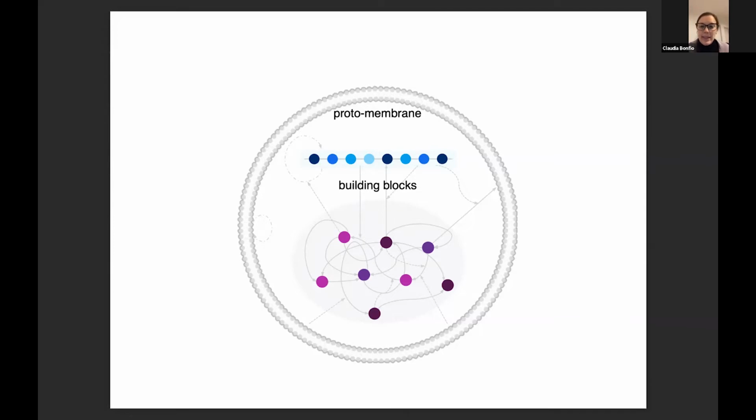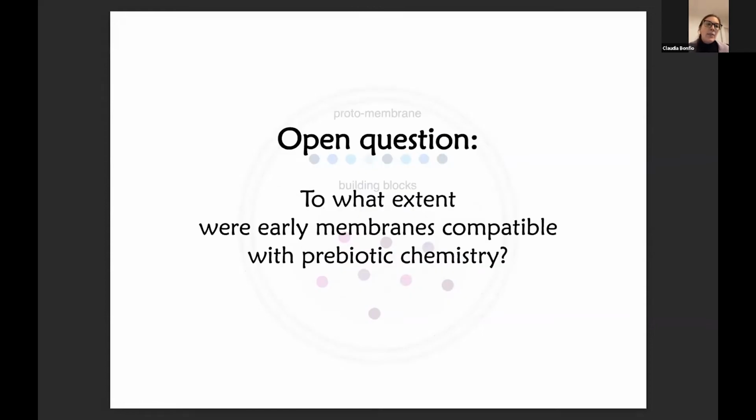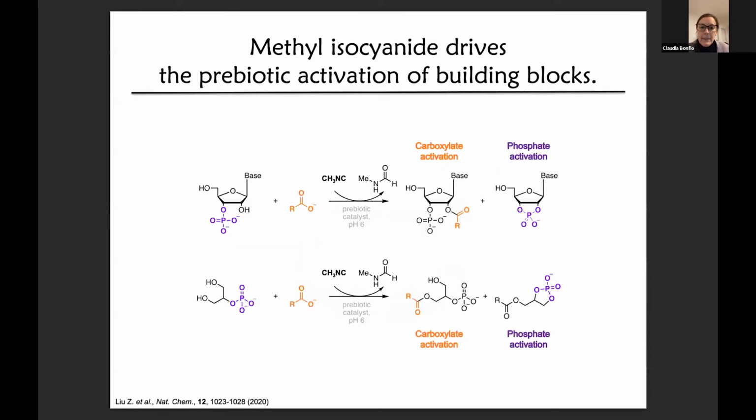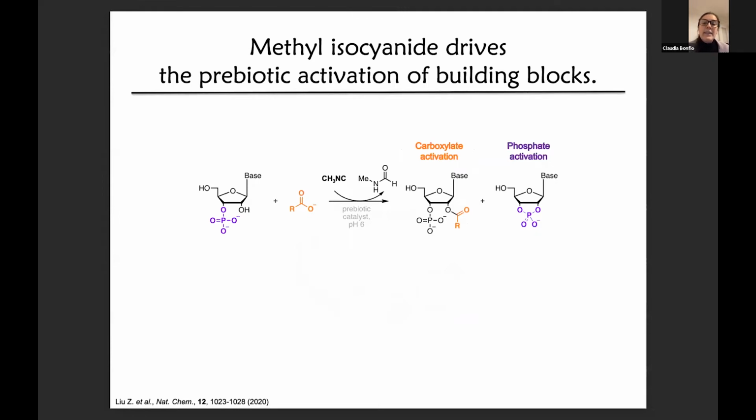So if we go to the next slide, you can see that the question I aim to answer was, assuming that we have compartments, and in this case, we are focusing on membranes, and we know we are going to have a talk later that talks about different kinds of compartments. So if we think about compartments as early membranes, how do we know that the chemistry that we want to run inside of these membranes and that we believe is prebiotic chemistry, how do we know if it is compatible at all?